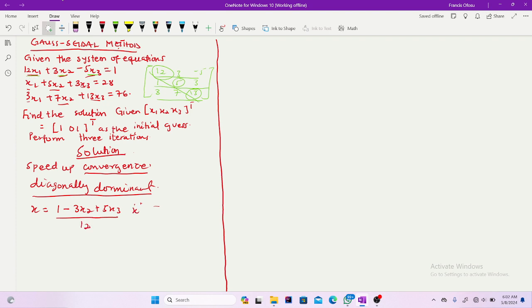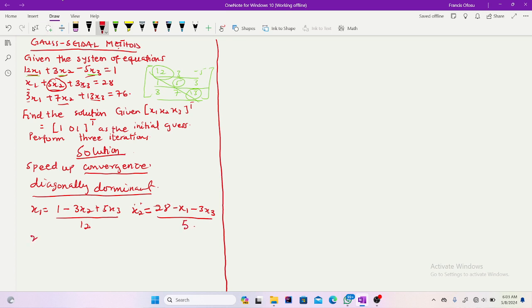Then I'll have x2 equal to, I'll make x2 the subject from the second equation. So I'll have 28 minus x1 minus 3x3, all over the coefficient of x2, which is 5.